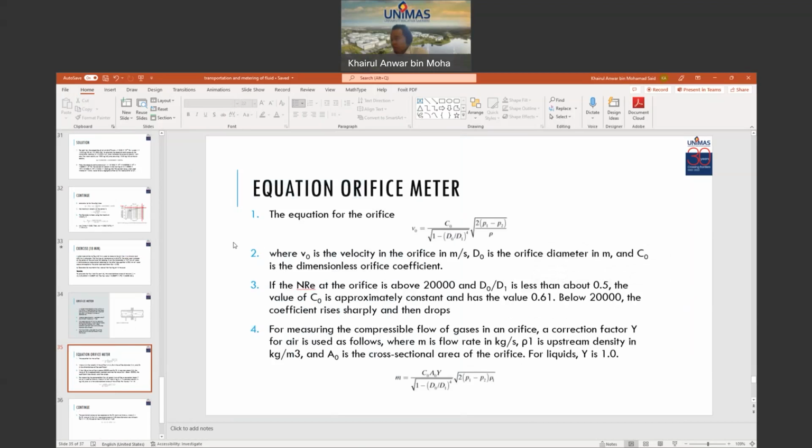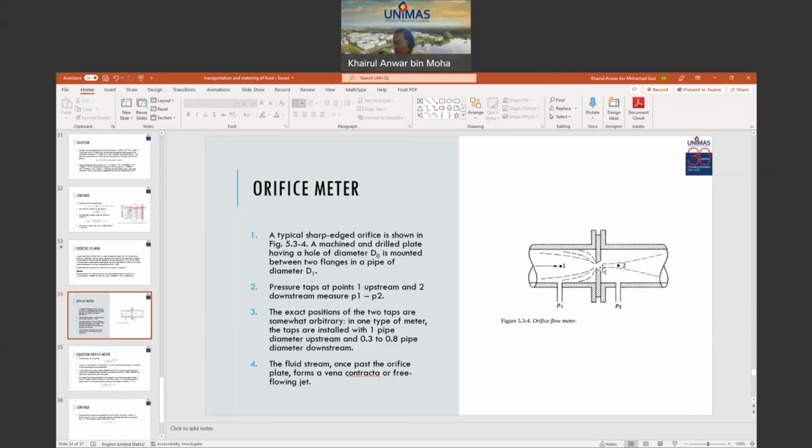Equation for orifice meter. The equation for the orifice is V naught equal to C naught over the square root of 1 minus D naught over D1 to the power 4, times the square root of 2 times P1 minus P2 over rho. Where V naught is the velocity in the orifice in meter per second, D naught is orifice diameter in meter, and C naught is the dimensionless orifice coefficient. So orifice here is this opening.